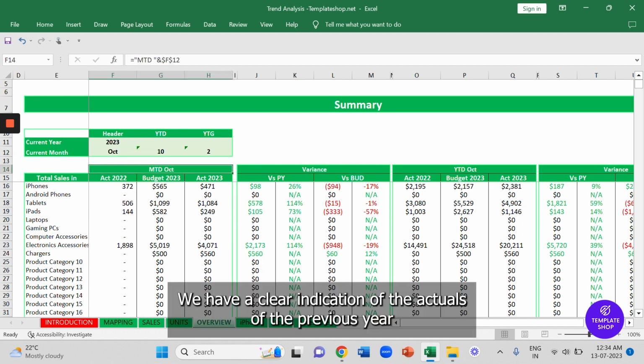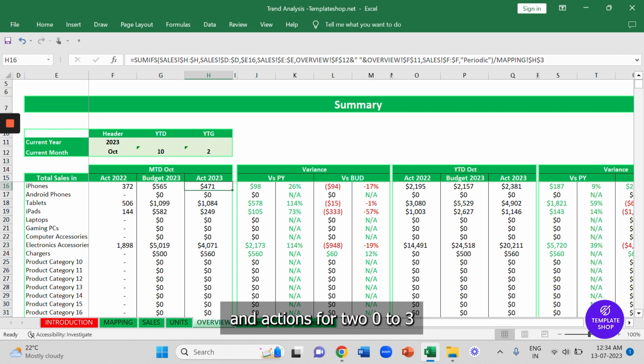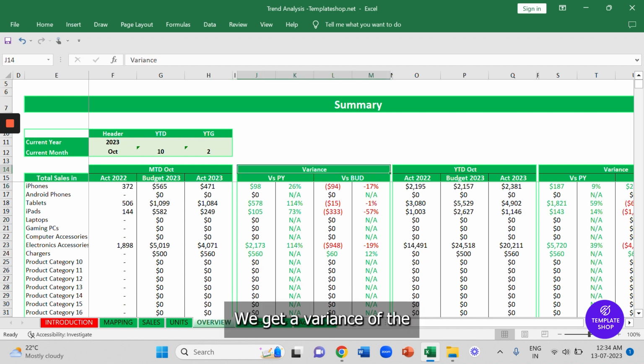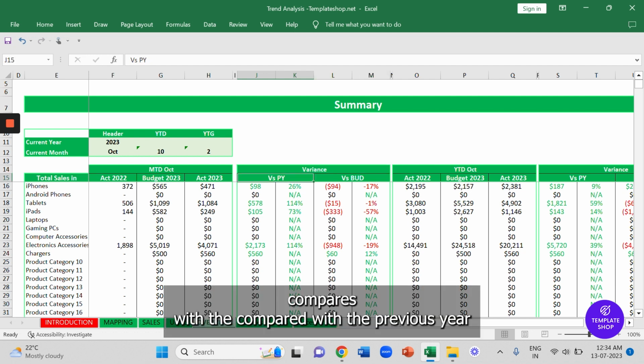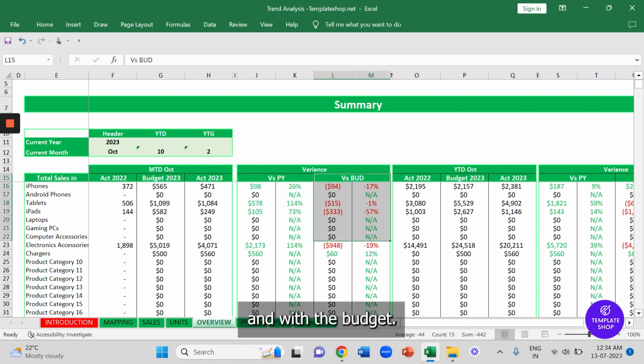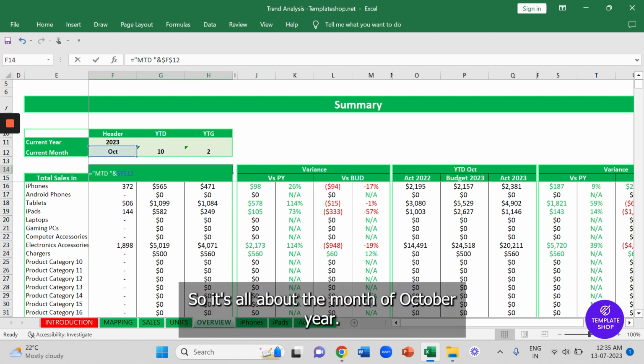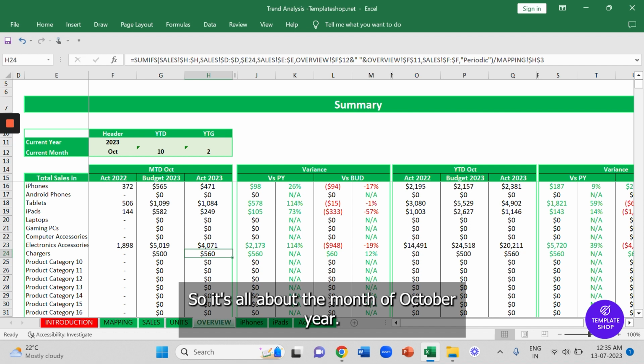We have a clear indication of the actuals of the previous year when compared to this year, the budget, and the actuals for 2023. Here we get a variance of the comparison when we compare with the previous year and with the budget. This gives us an overview of the month to date. So it's all about the month of October.